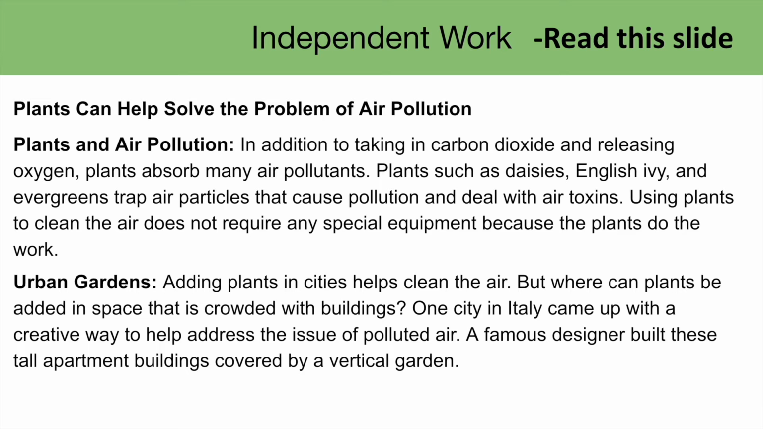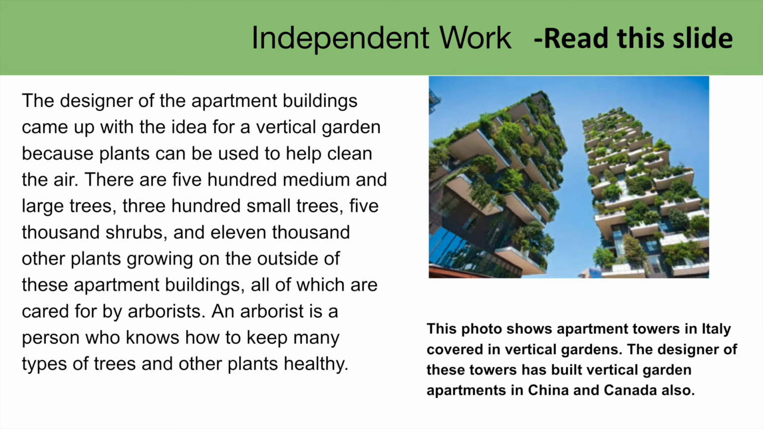Urban gardens. Adding plants in cities helps clean the air. But where can plants be added in space that is crowded with buildings? One city in Italy came up with a creative way to help address the issue of polluted air. A famous designer built these tall apartment buildings covered by a vertical garden. The designer came up with the idea for a vertical garden because plants can be used to help clean the air.